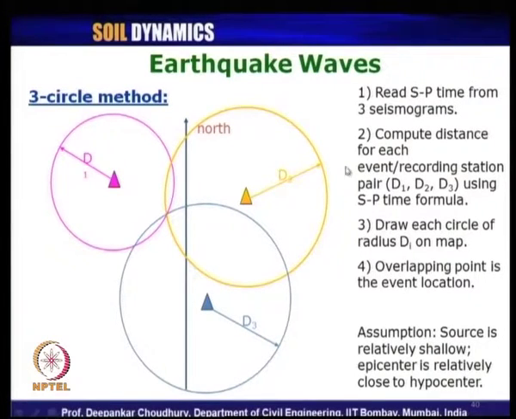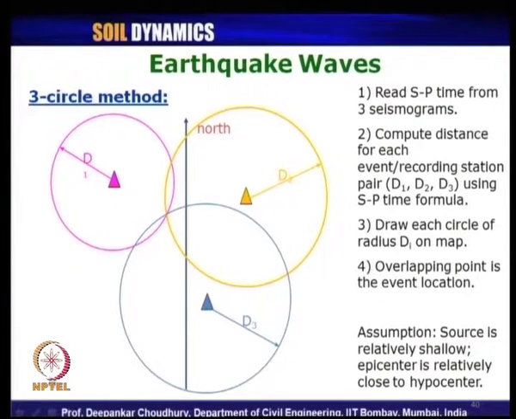So, instead of relying on only those 3, you can use say 6, 7, 8, any number of recording stations and plot that in a graph sheet or paper like this, draw a circle like this. Most of them will converge to a single point, or at least to a single common zone, that will give us the location of the earthquake epicenter.